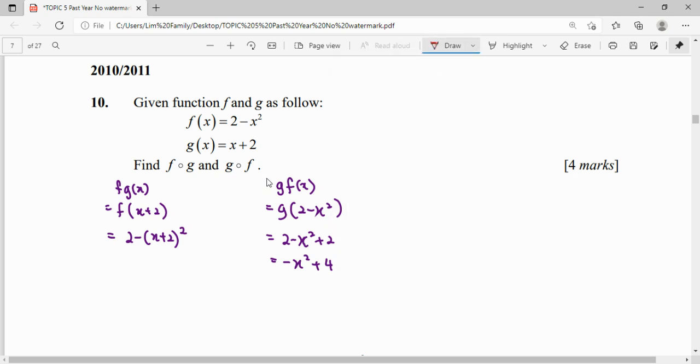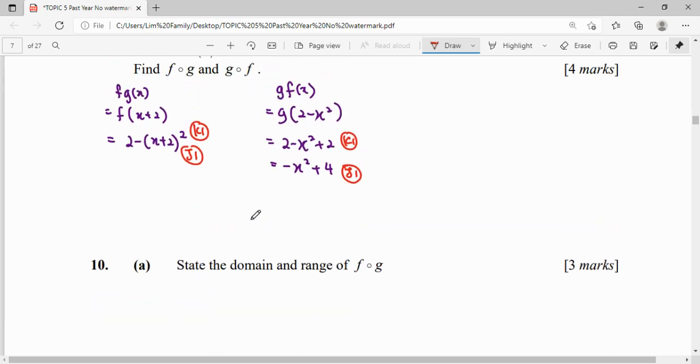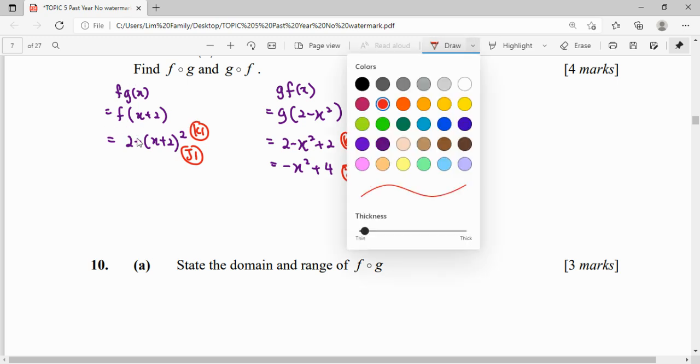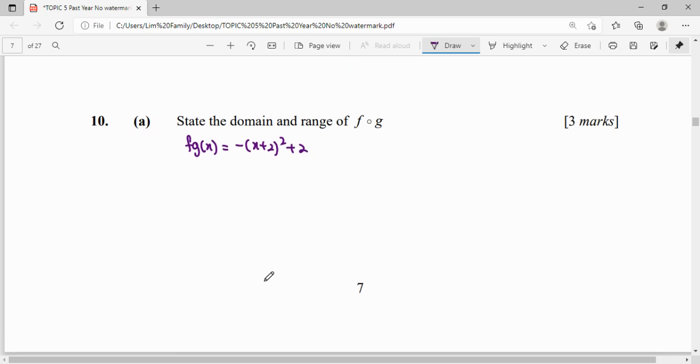So this is our concept of composite functions and its answer. Then for question A, state the domain and range for this fg(x). For our function fg(x), it equals negative (x plus 2) squared plus 2. So I rearrange this quadratic so that we can see it clearly.